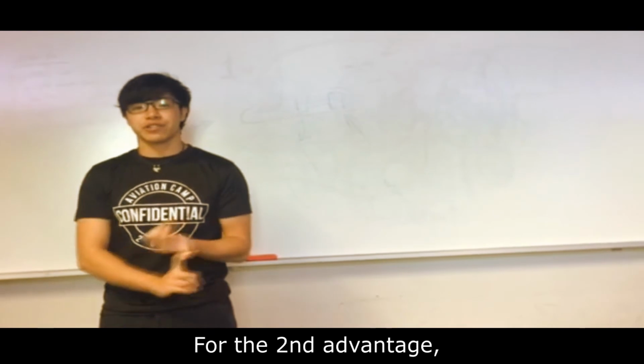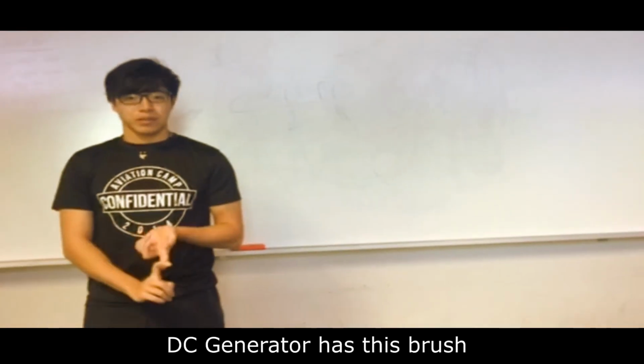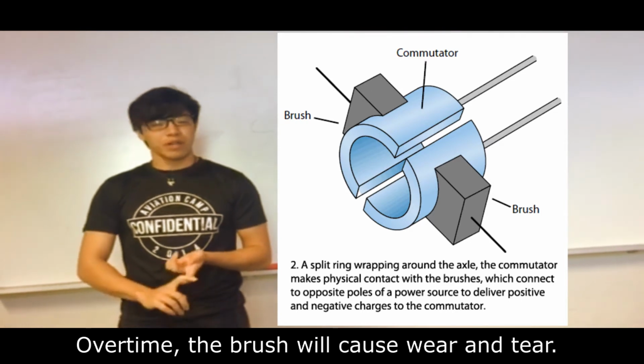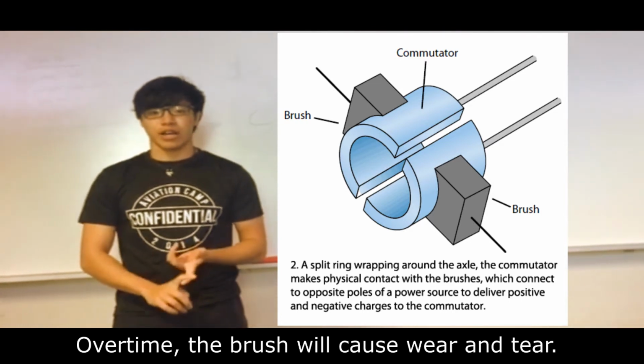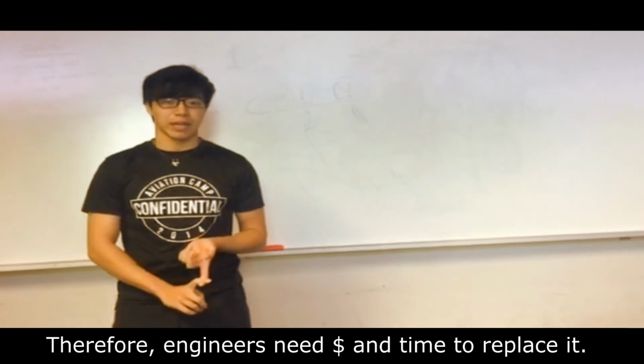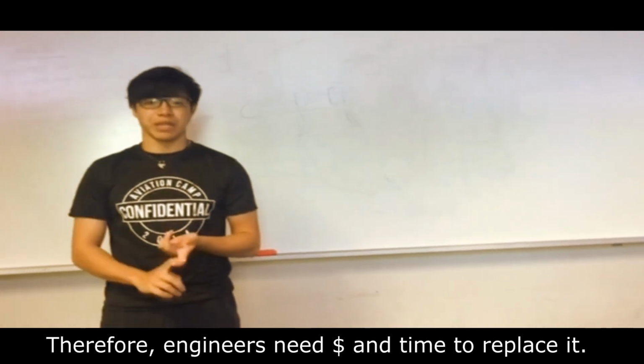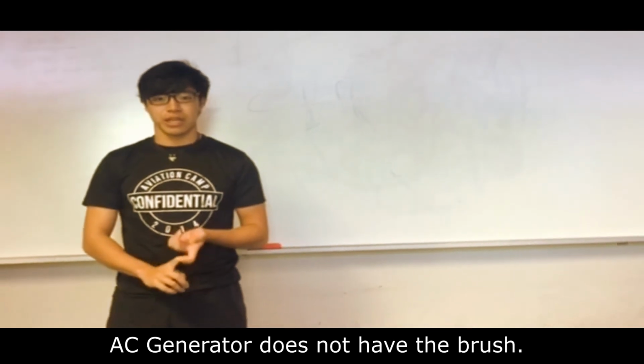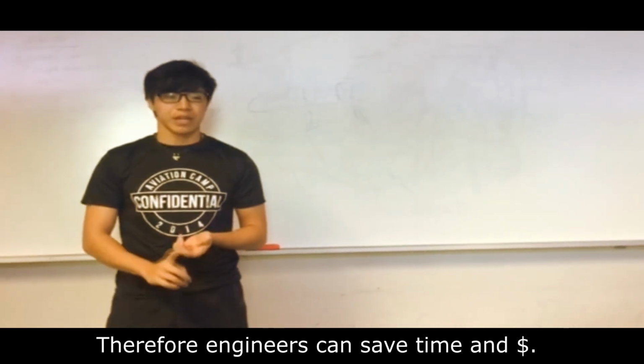For the second advantage, the DC generator has brushes. These brushes will over time cause wear and tear. Therefore, engineers need money and time to constantly replace them. However, the AC generator does not have brushes. Therefore, engineers can save time and money.